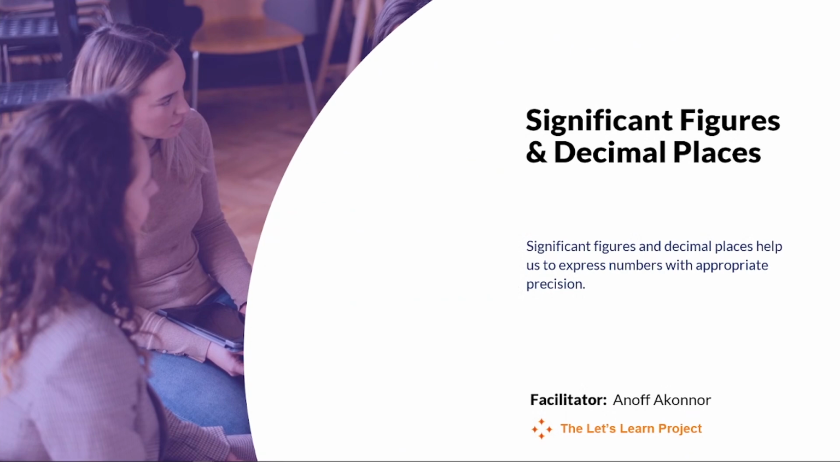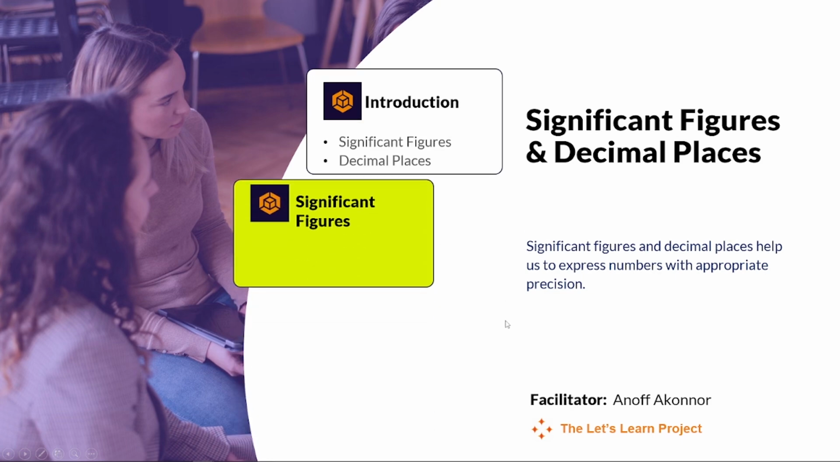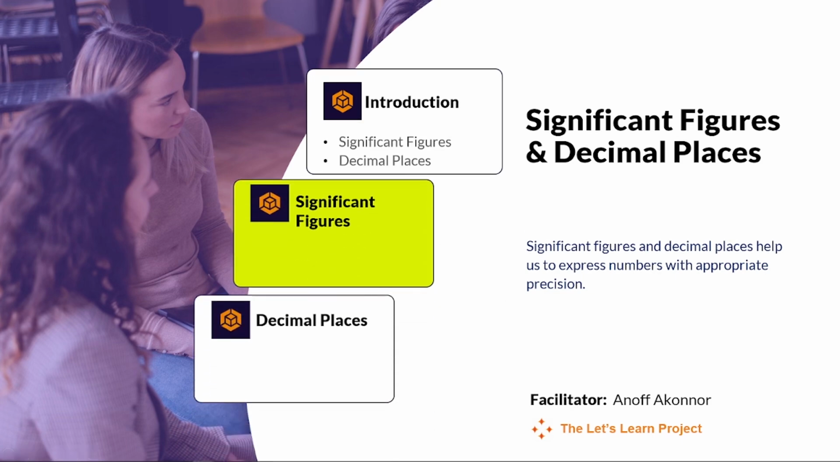Now, significant figures and decimal places help us to express numbers with appropriate precision. There are times when we would want to estimate numbers, and so significant figures and decimal places are one of the ways that we are able to express or estimate numbers. We will first look at significant figures as mentioned early on, and then we'll later on take a look at decimal places, how to express numbers to given decimal places.